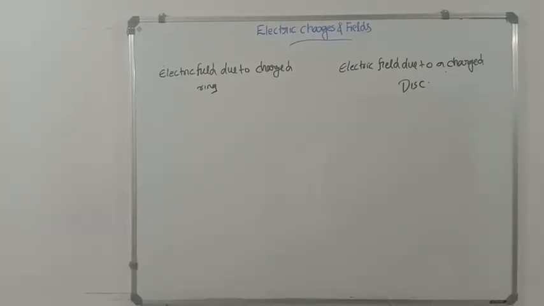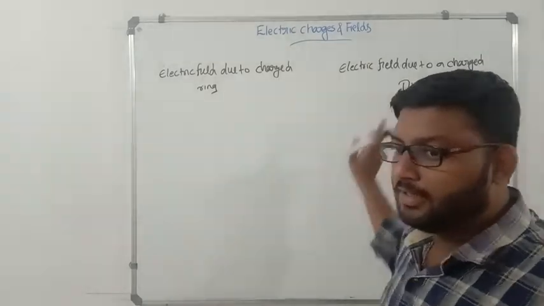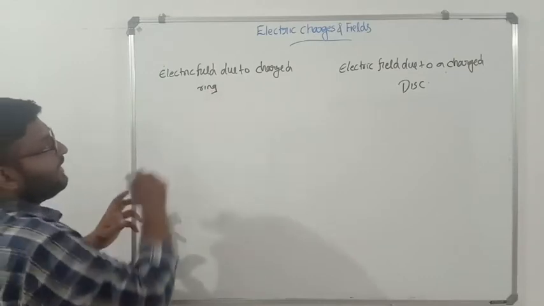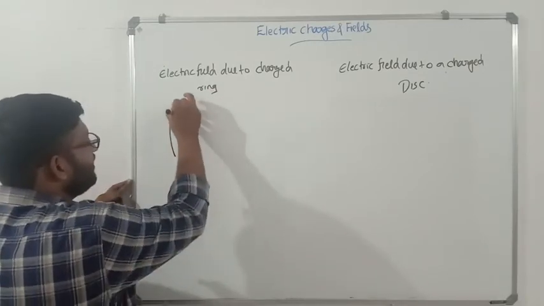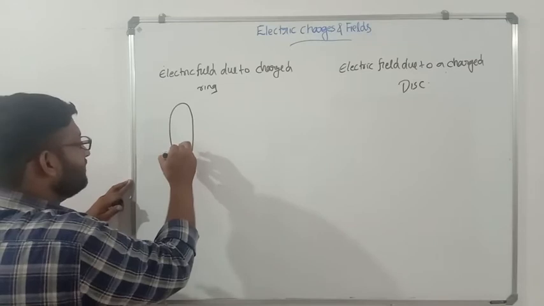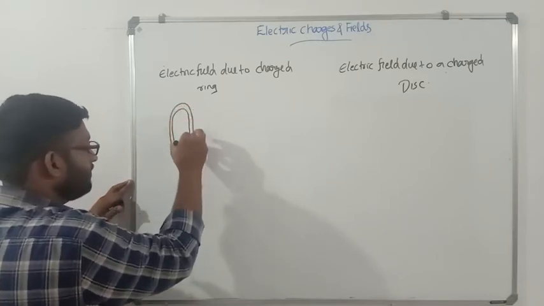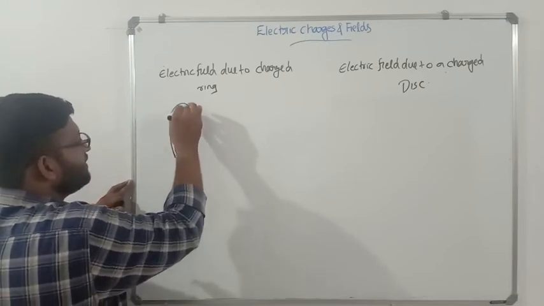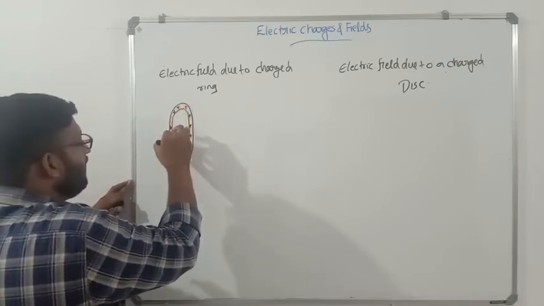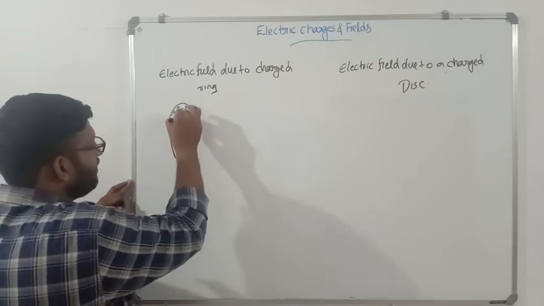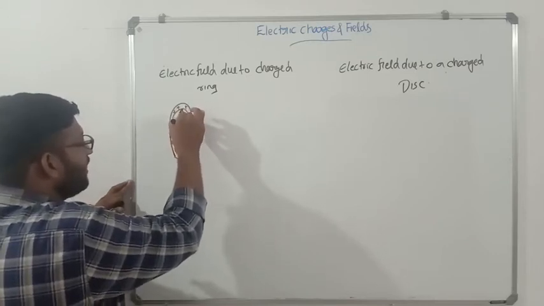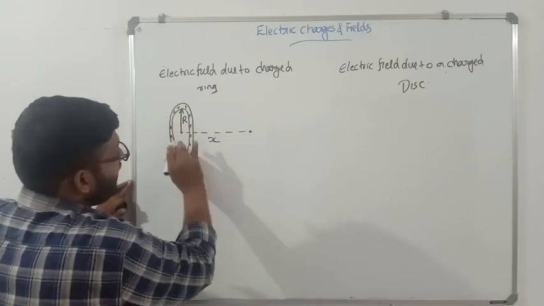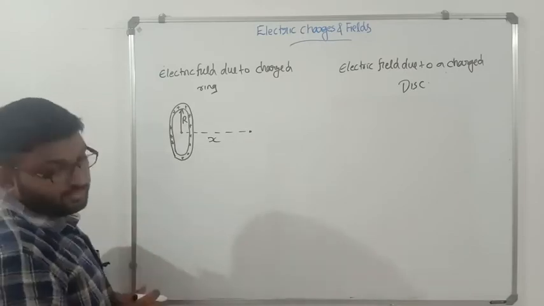Okay, my dear students, so we have to discuss two important ideas, and it is just out of syllabus, but we need it. Electric field due to a charged ring. Suppose you select a charged ring. This is a charged ring. Maybe it is positively charged. You can take it is negatively charged, no problem. Maybe the radius of the ring is r. From the center, there is a point at a distance x, and we need to find electric field at this point.